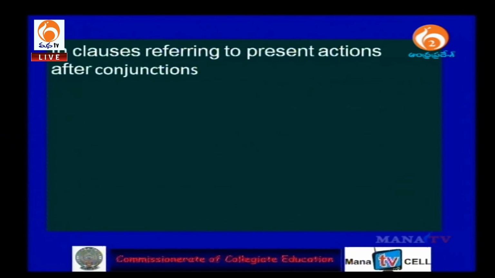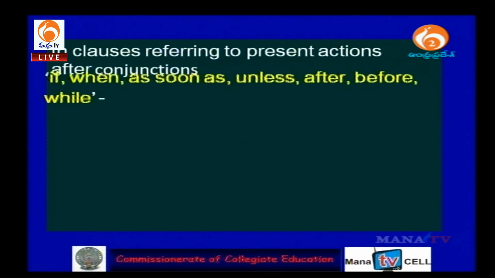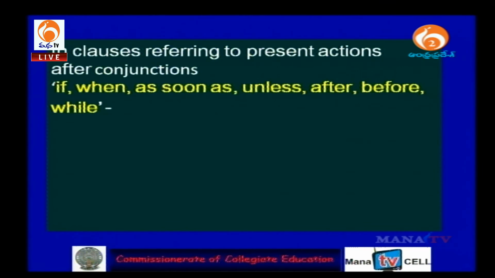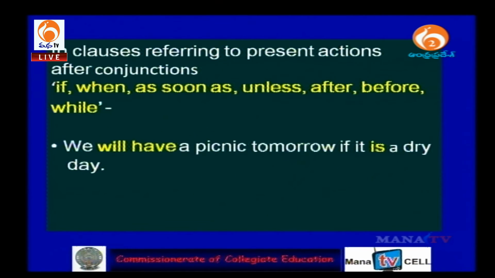Similarly, in clauses referring to present actions after conjunctions like if, when, as soon as, unless, after, before, while, etc., if we use such conjunctions, what happens? Let us have a look at it. We will have a picnic tomorrow if it is a dry day. If it is a dry day, it is a possibility. If it is a wet day, it's a raining day, we won't have any picnic tomorrow.